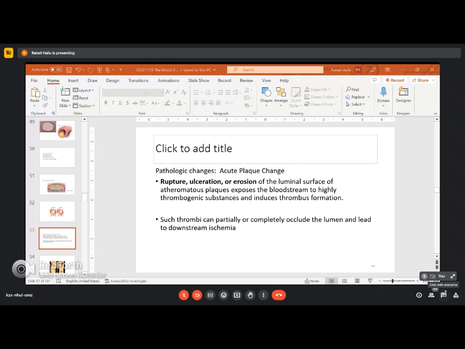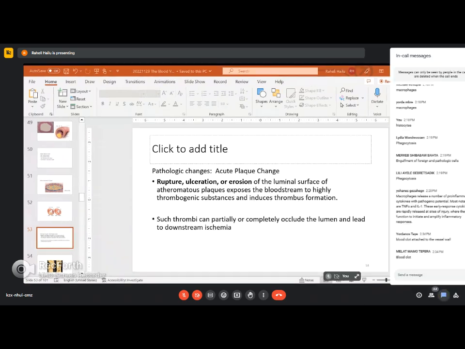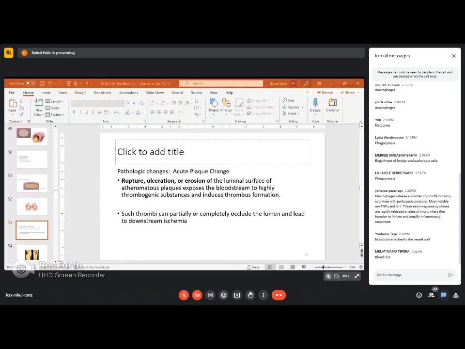Somebody copy pasted a macrophage response. Okay. Blood clot. Oh, maybe. Oh, can I have to do this?